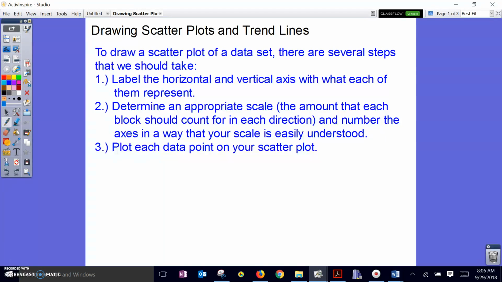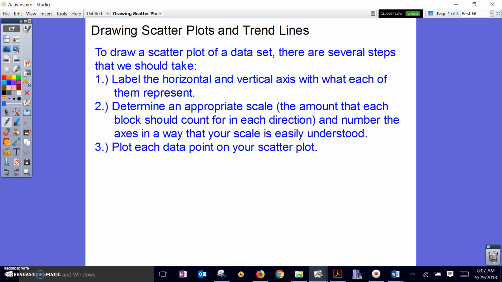The other thing when you're talking about scale is you want every block in the horizontal direction to represent the same amount. Each block should be worth 5 units or 10 units or 1 unit, and not have inconsistent numbering in scale where one block's worth 4 units and one block's worth 5 units. So that's something we want to consider when we're creating our scale. And then after we're done doing all of that labeling, all we're going to do is plot each data point that we have onto our scatter plot.